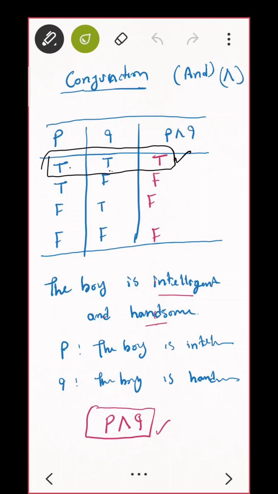Okay. So what about conjunction? That is and. So in conjunction, we denote it by this, and mostly you can consider it like intersection. That is, if both the statements are true, then this is true, otherwise false. So let me see. The boy is intelligent and handsome. So you need to decide what is P and what is Q. So P is the boy is intelligent. The Q is the boy is handsome. So the answer will be P and Q.